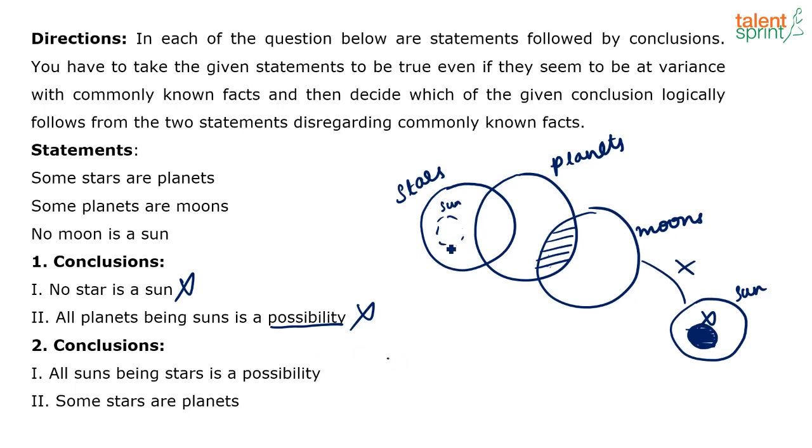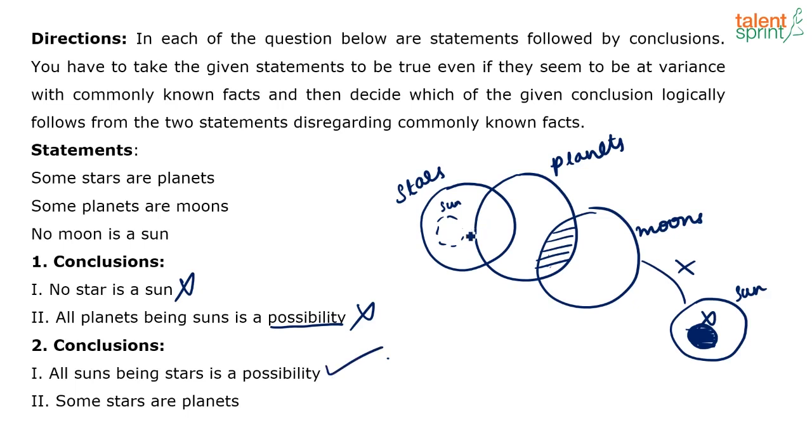If sun actually comes here, does that contradict any of the given statements in the question? Some stars are planets, that's as such. No moon is sun, that is also being satisfied, correct? So this is a possibility that can happen, and it will not contradict any of the given statements. It will be in line with all the given statements and this conclusion can happen. Okay, so it is a definite possibility, it can happen. So this conclusion is true.